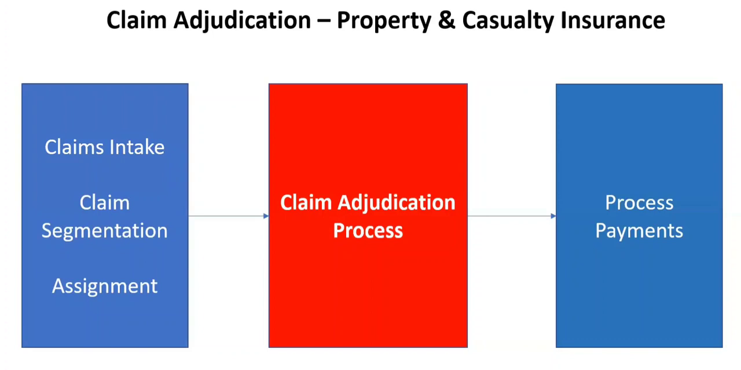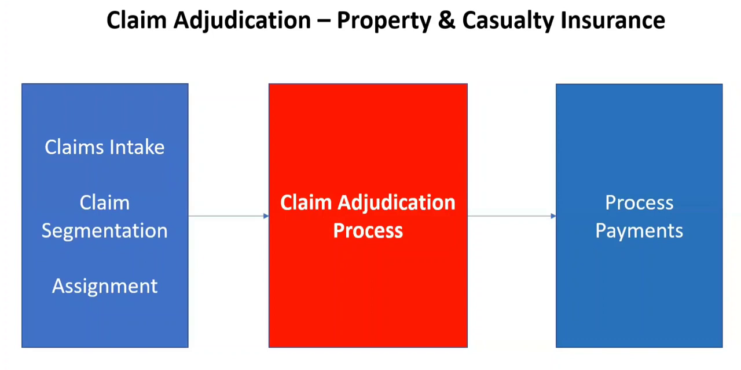Today I'm going to take a training on claim adjudication process in property and casualty insurance. By definition, claim adjudication is a process that happens between claim intake and payment processing. When I say claim intake, you see this diagram.